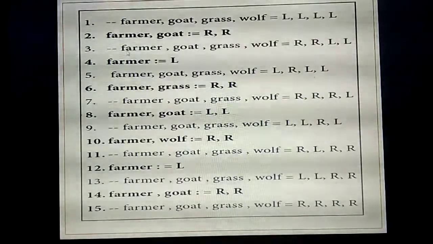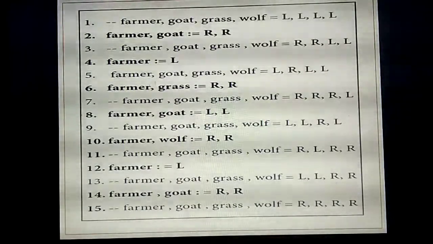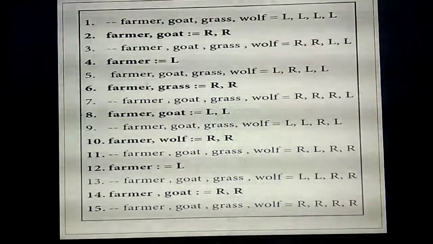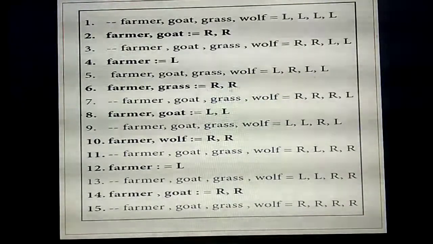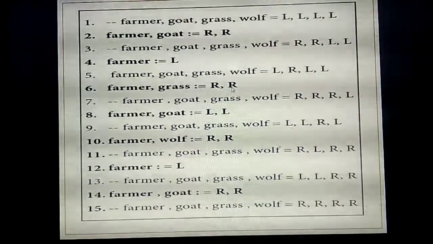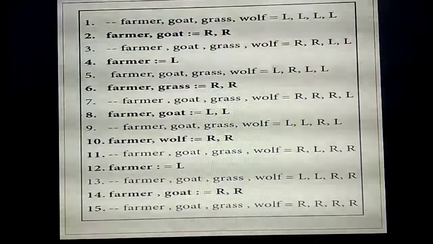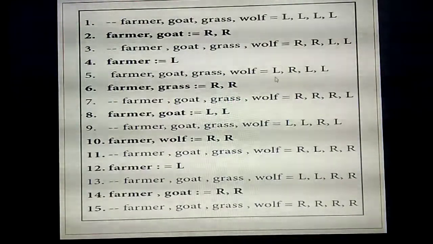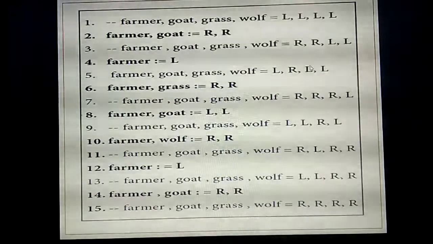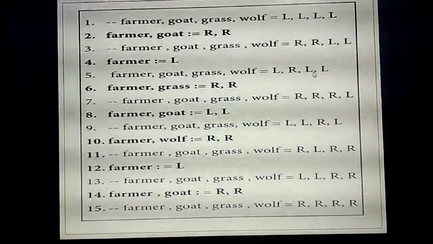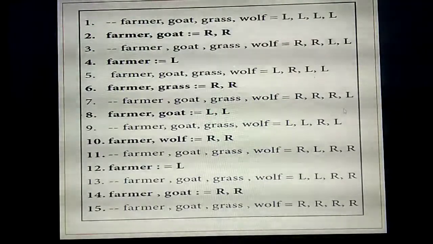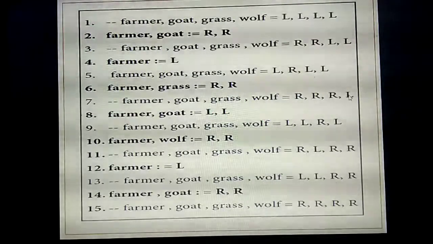Okay, next. First the farmer carries a goat. Next step, a farmer carries a grass. So who all are going to the right side now? Farmer as well as grass. So farmer as well as grass going to the right side. So substitute the values here. The value of farmer is now R. Already goat is on the right side. Then grass also now goes to the right side. Understand? Now who is left alone? Wolf alone is left on the left side.